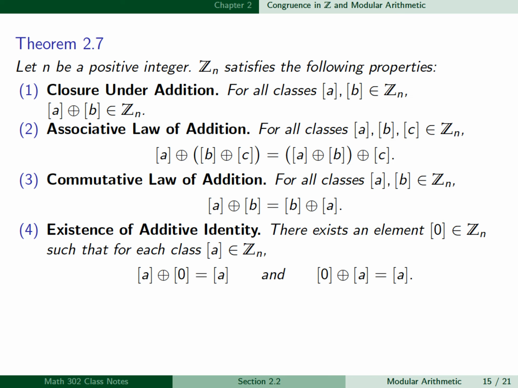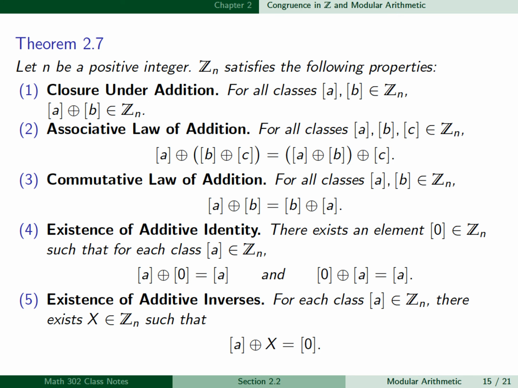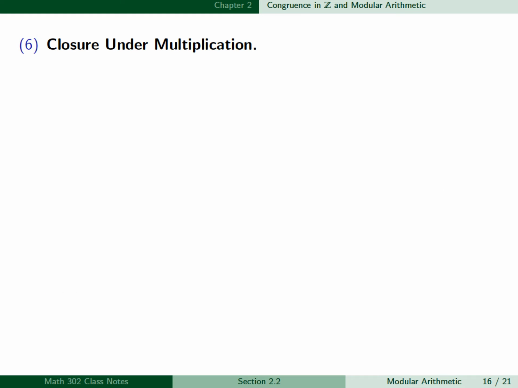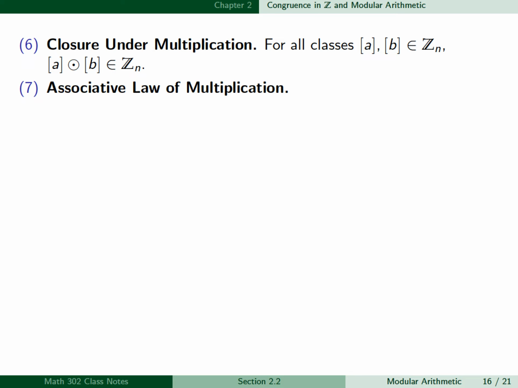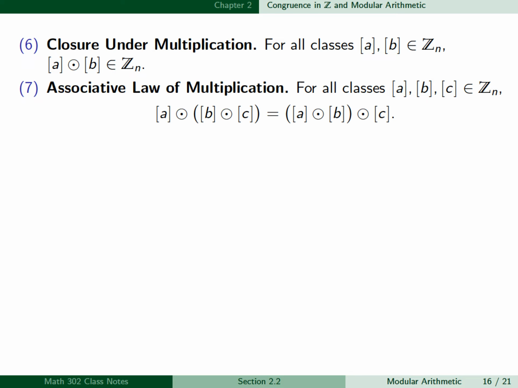4, the existence of an additive identity. So there exists an element, namely the class of 0 in Z sub n, such that for each class A in Z sub n, A plus 0 is A and 0 plus A is A. And then 5, the existence of additive inverses. For each class A in Z sub n, there exists an element X in Z sub n such that the class of A plus X is equal to the class of 0. 6, closure under multiplication. For all classes A, B in Z sub n, A times B is in Z sub n. 7, the associative law of multiplication. For all classes A, B, C in Z sub n, A times the quantity B times C is equal to the quantity A times B times C.